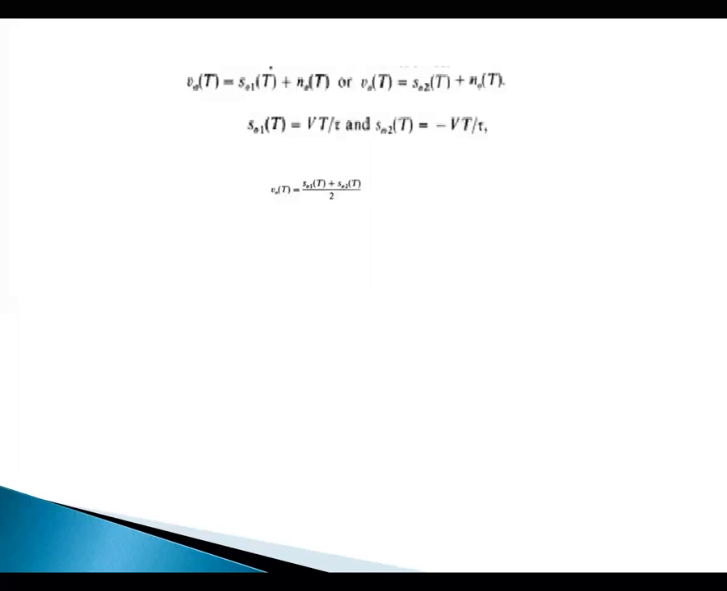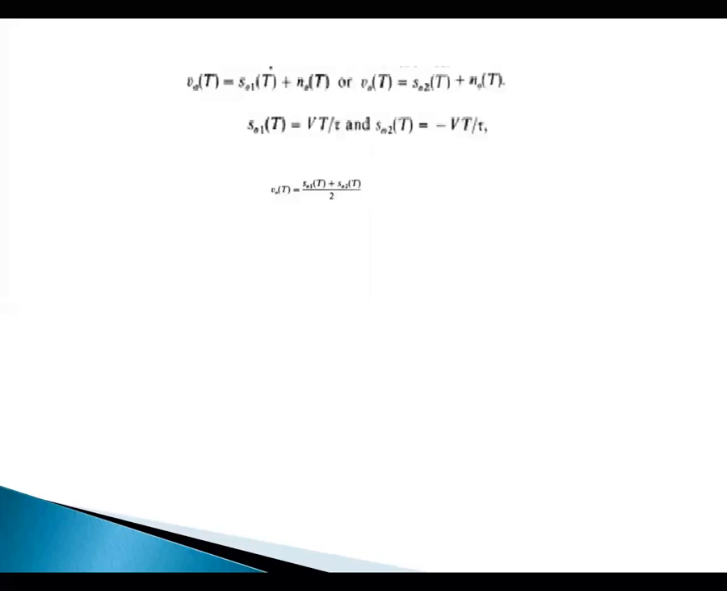So the voltage difference is 1 by 2 of S01 of t plus S02 of t, minus S02 of t. So there an error occurs. That is what an error means. So please note this equation also.